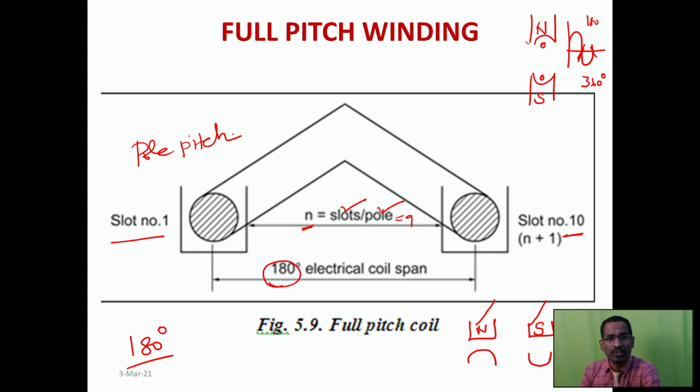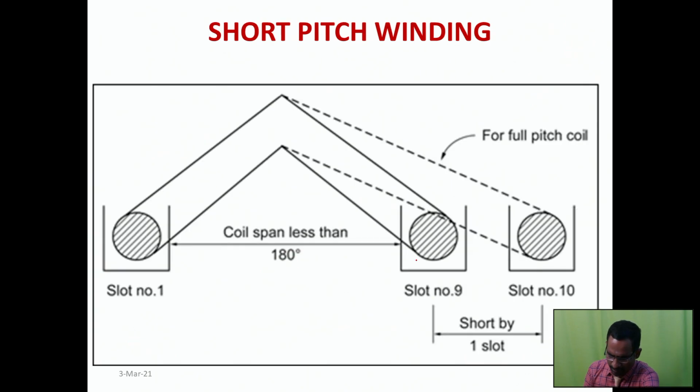What is meant by short pitch winding? Instead of placing the conductor from the first slot to the 10th slot, or 1 pole pitch apart, if it is less than 180 degrees, then it is called as short pitch winding, right? Comparing the previous slide and this, in the previous slide my coil's first side is placed at slot number 1, next side at slot number 10. Now it is shorted by one slot.